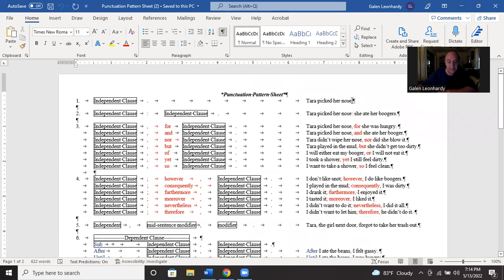So let's start hooking these things together with these different hinge structures. This is a colon, right? You can also use a semicolon here. Tara picked her nose: she ate her boogers. Whatever follows the colon, when we hook two independent clauses together with a colon, the rule is this, that the content that follows this colon has to be a necessary consequence of the preceding information. So in this particular case, Tara is saying that eating her boogers is a necessary consequence of picking her nose.